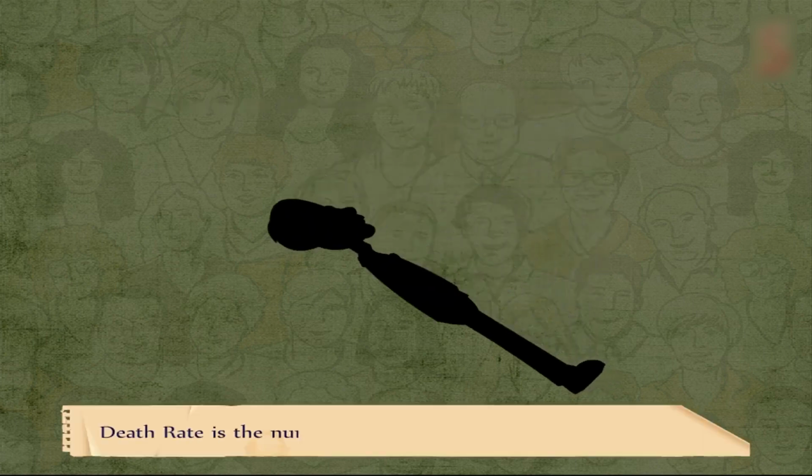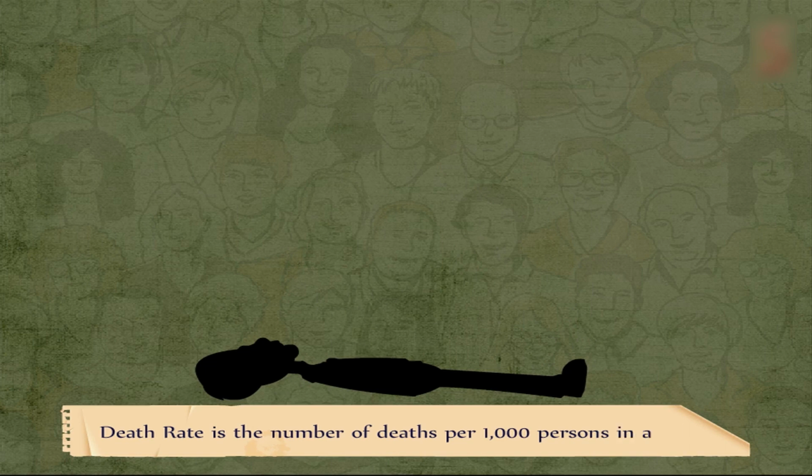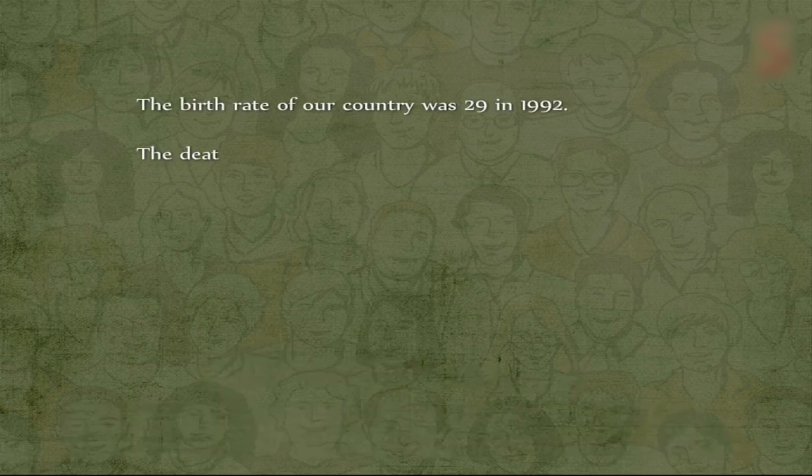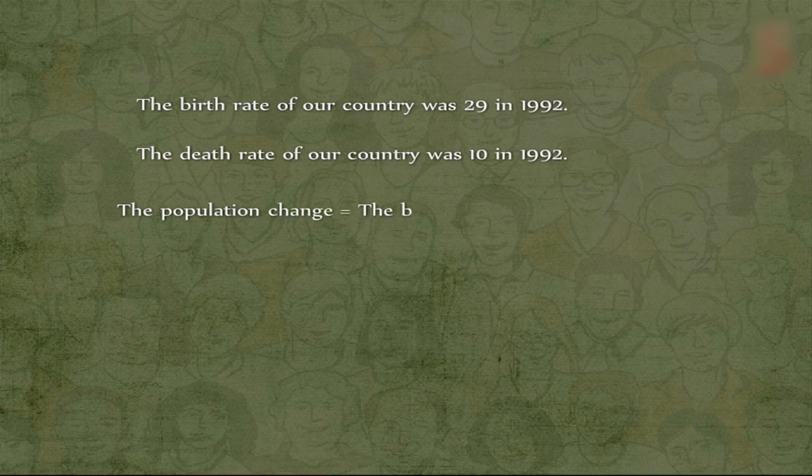Death rate is the number of deaths per 1,000 persons in a year. The death rate of our country was 10 in 1992. It means that 10 deaths took place for every 1,000 persons in that year. So the population change can be calculated by subtracting the death rate from the birth rate, which gives us 29 minus 10, which equals 19. This means for every 1,000 people, 19 people were added during that particular year.